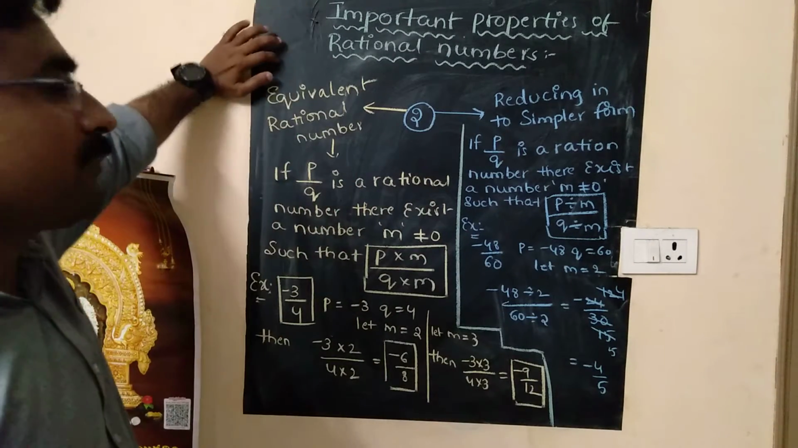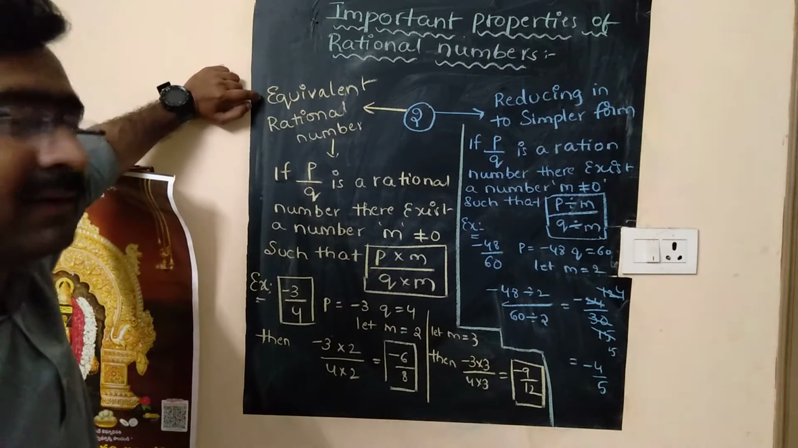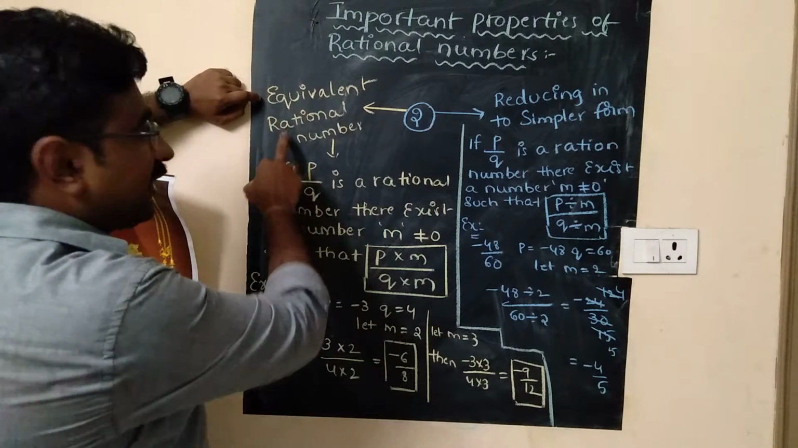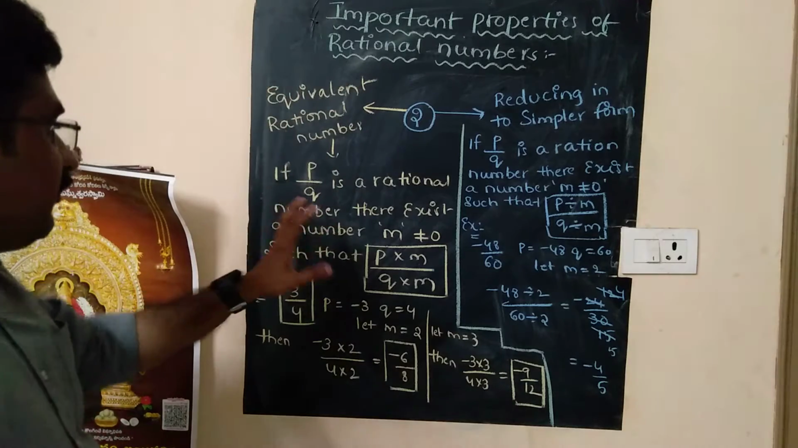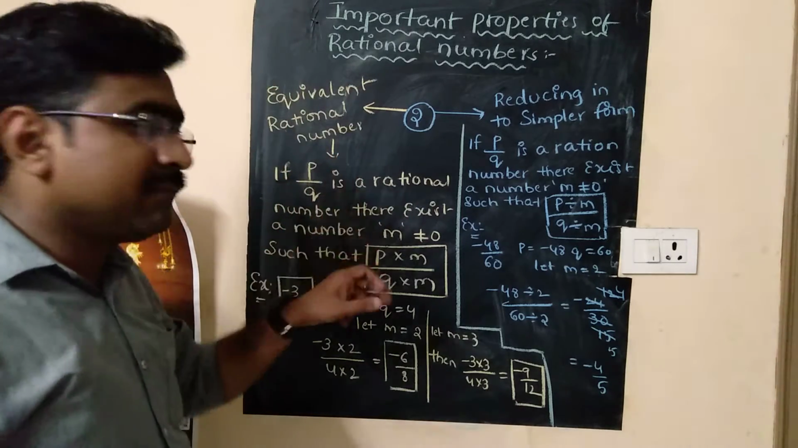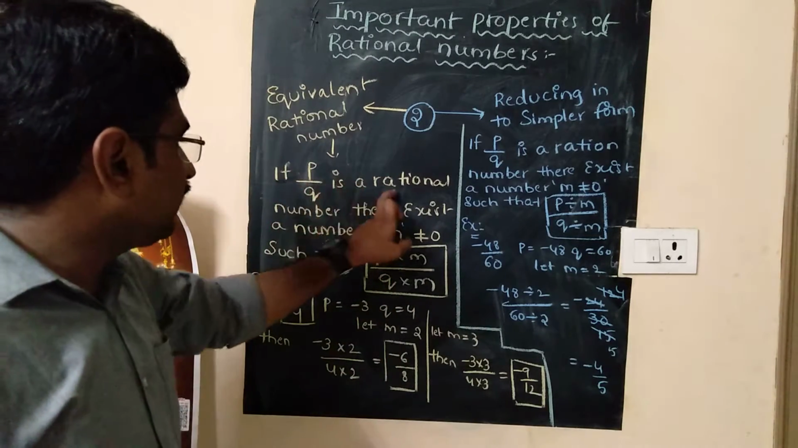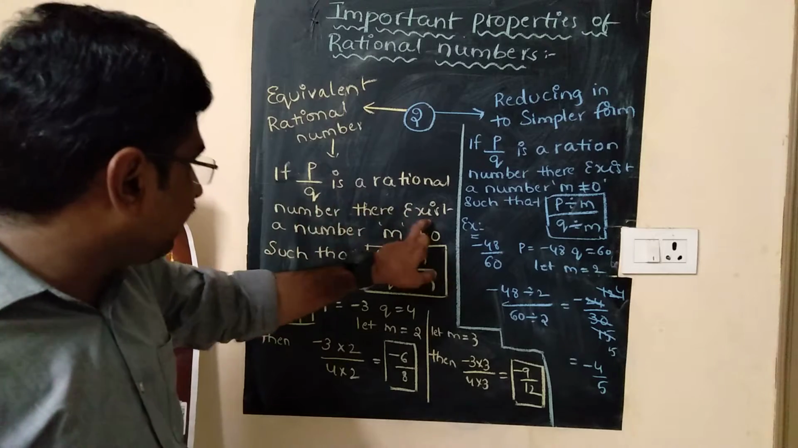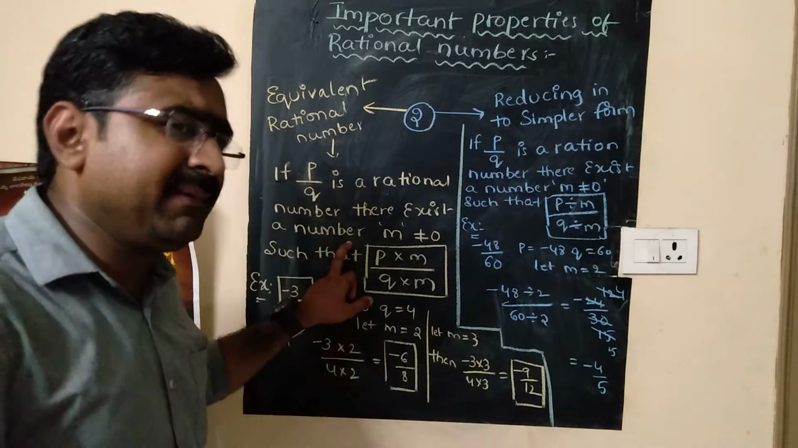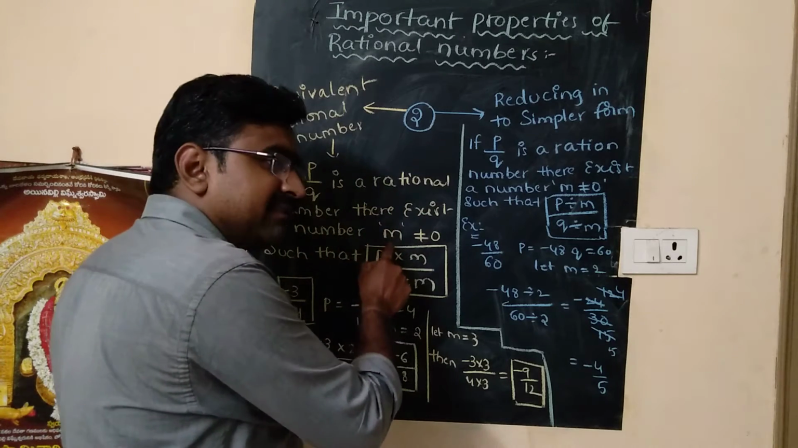What is the first property? Just now I told you that the first property is called the equivalent rational number. For this one, please focus here. If p by q is a rational number, p by q means p is the numerator and q is the denominator, there exists a number. Let it be any other number. That number is nothing but m.